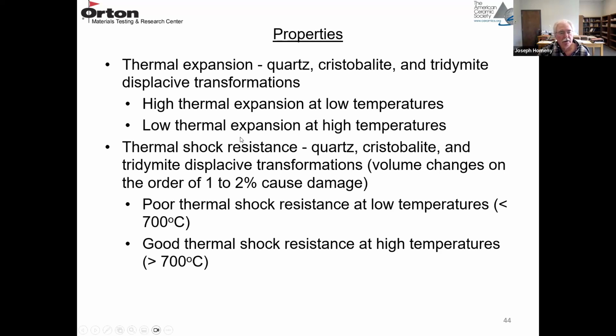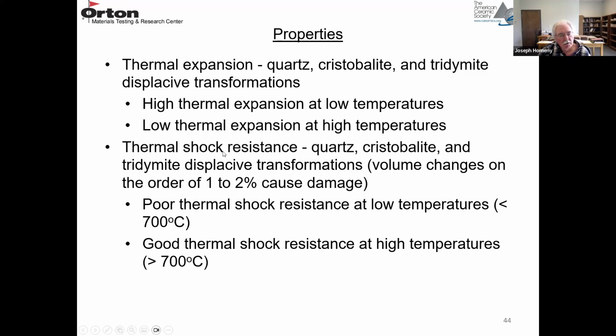So a few key properties, thermal expansion. You have quartz, cristobalite, and tridymite. All of these have these displacive transformations. So the thermal expansion turns out to be high at low temperatures, and I'll show some diagrams for this, and low at high temperatures. There's a unique crystal structure that has some open areas or open volumes that allow the vibrations of the atoms to move into those volumes to give low expansion at high temperatures.